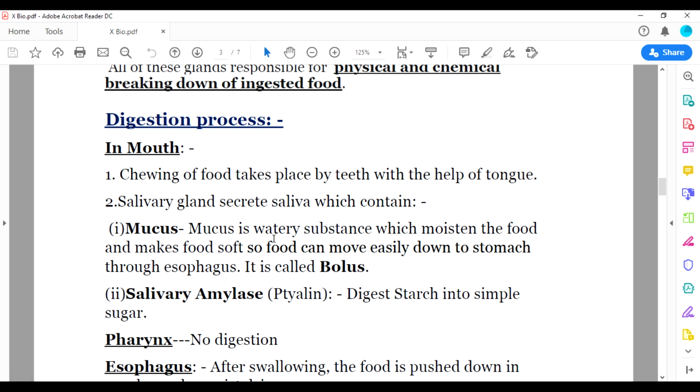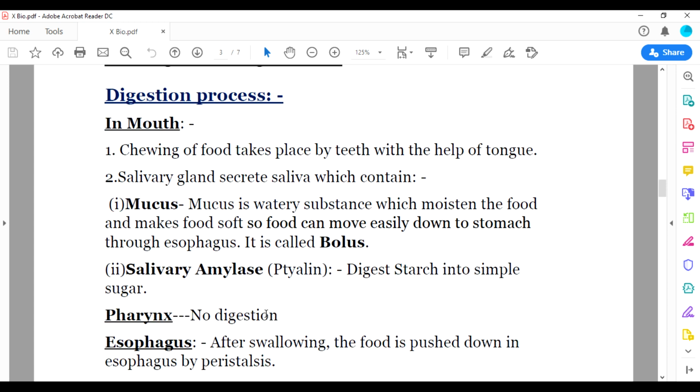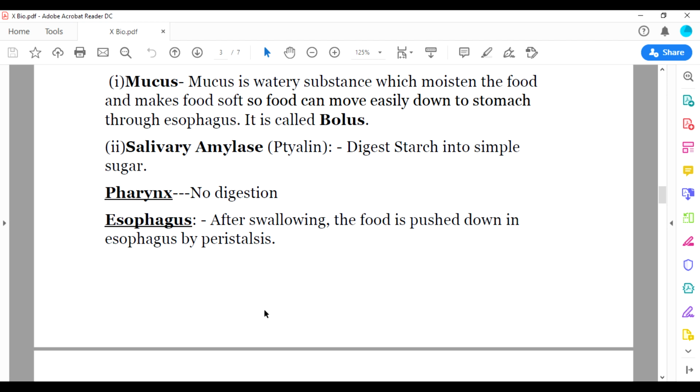So this is the digestion in the mouth. Food is digested partially in the mouth. This food is called bolus. Then the bolus is passed to the pharynx. The pharynx has no role in digestion. It just transfers the food from the buccal cavity to the esophagus. The esophagus is a long muscular tube which passes food to the stomach.